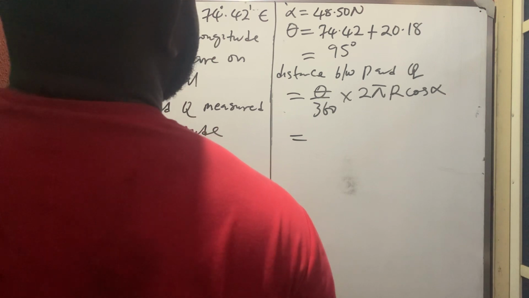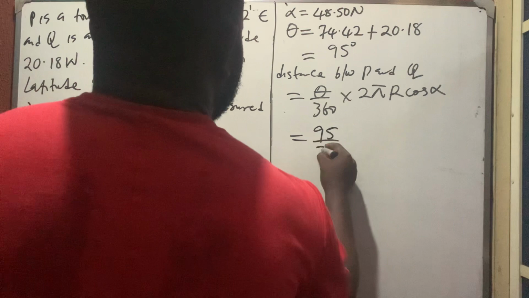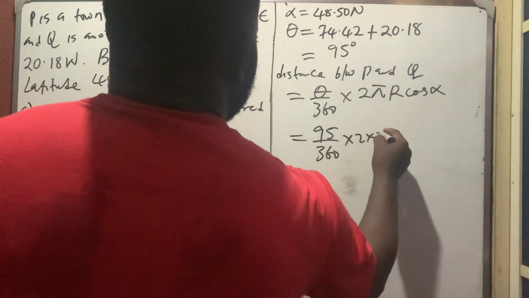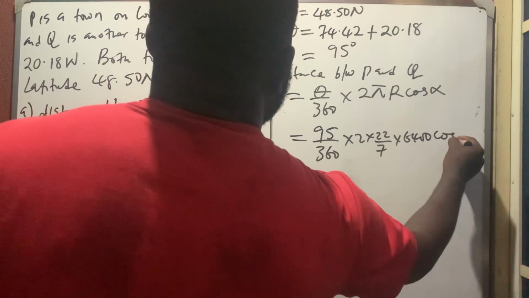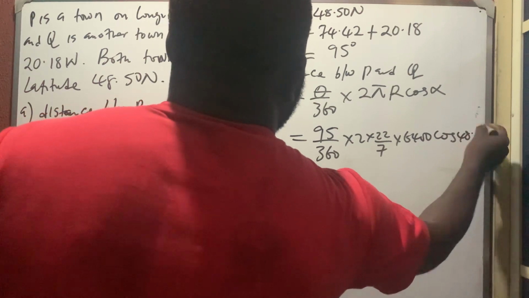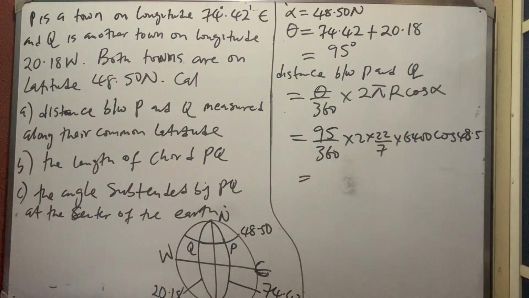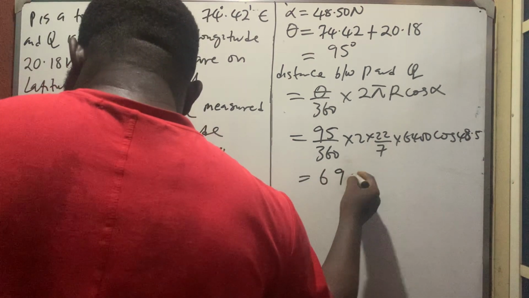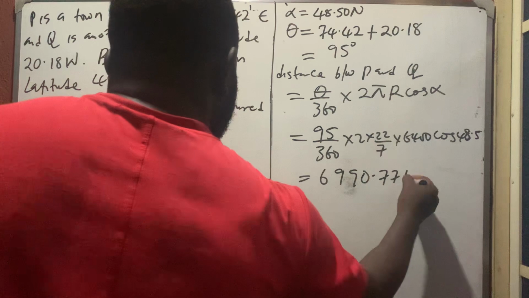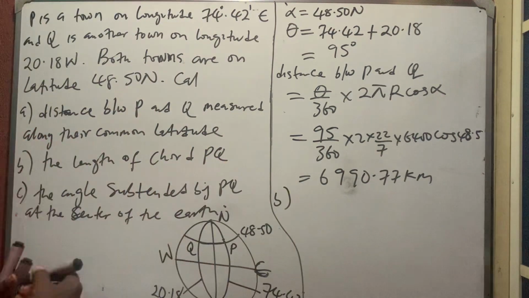what do I have? So do that, you're going to have 95 over 360 times 2 times 22 over 7 times 6,400 cos 48.5. So if you do that, do everything there, you are going to have 6990.77 kilometer.